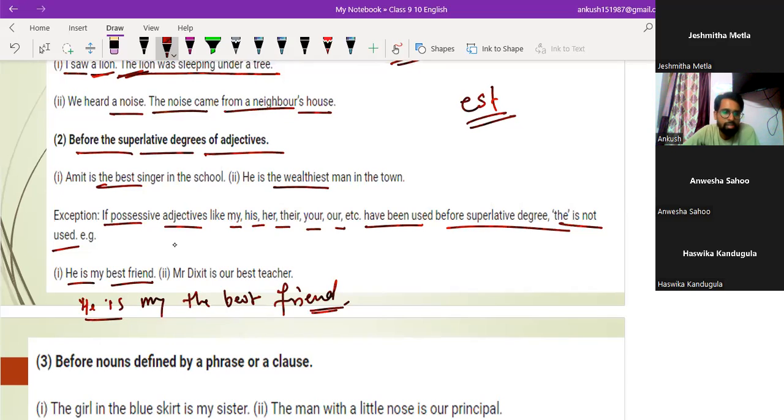Understood? Mr. Dixit is our best teacher. Who is this Dixit? Is there any teacher with us, the best teacher? No. Is there any Dixit, sir?